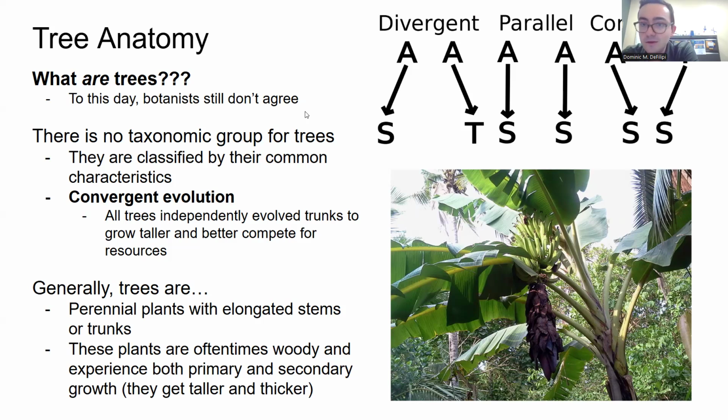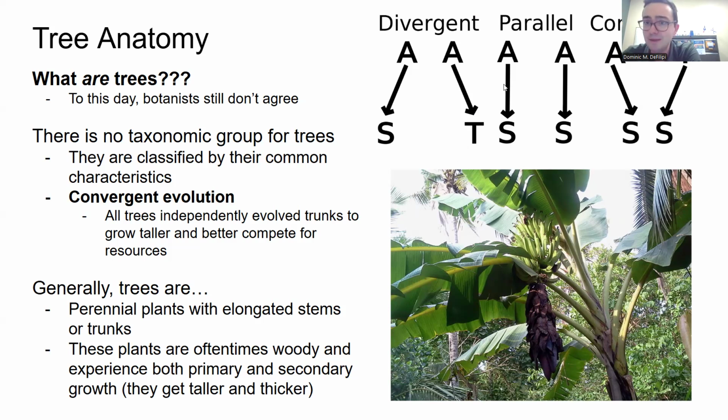So we have a single father or mother species, right? So A in this case. So it's the same species. And then through time or separation, maybe the continents drifted apart, that parent species eventually evolves into two similarly related, but distinctly different species, S and T in this case.